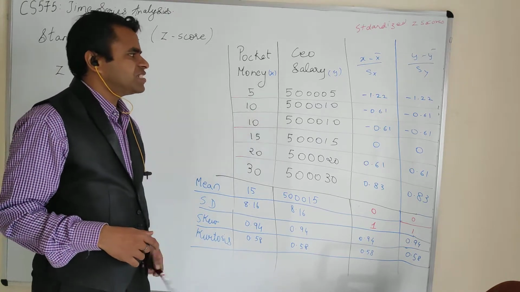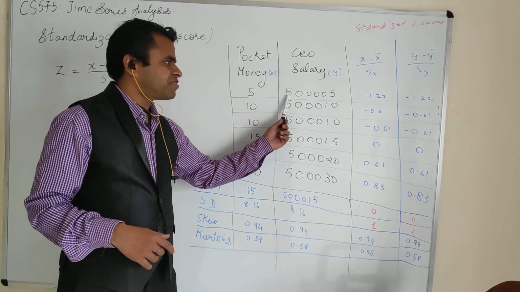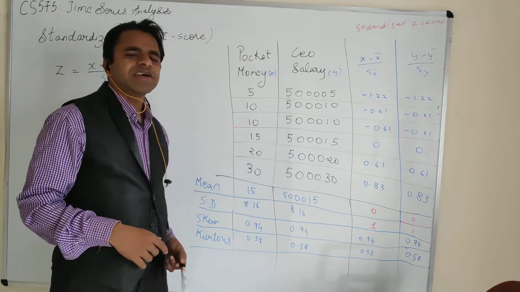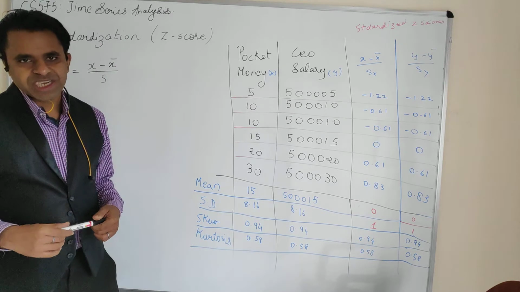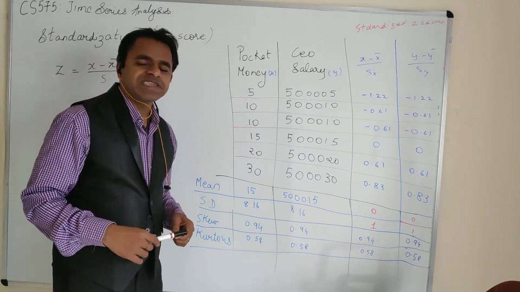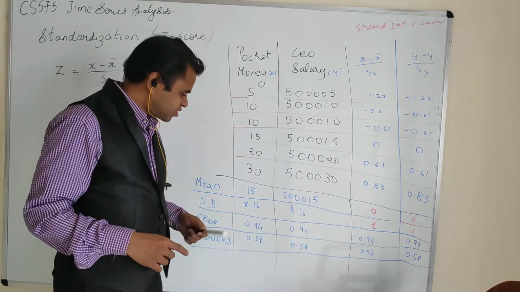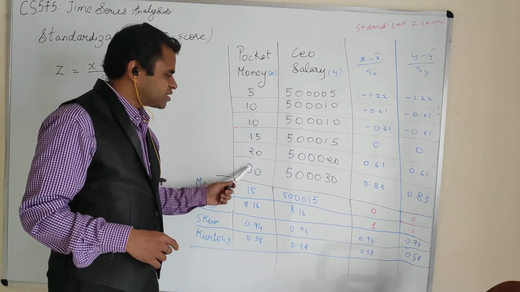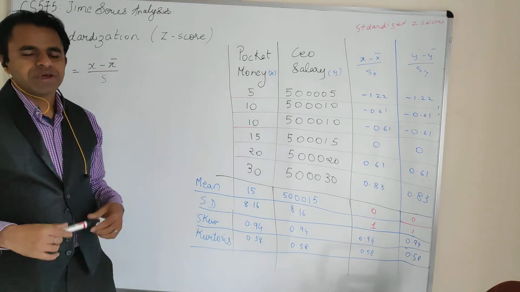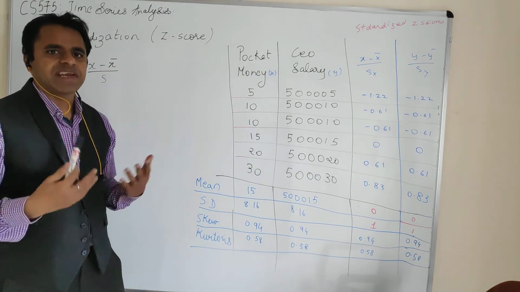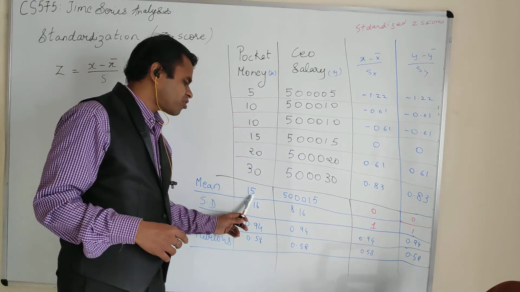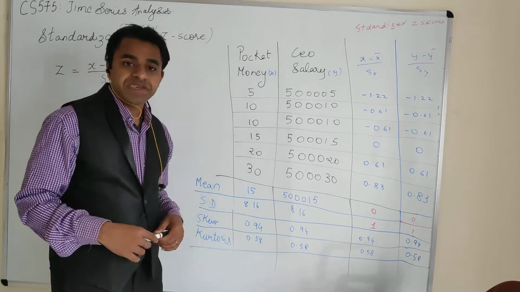But in the case of CEO salaries, the difference between the first value, 5 lakh 5, and 5 lakh 30, did not have much of a variation, right? But still, the standard deviation was the same, 8.16. So technically, this was more dispersed as compared to this. Of course, we had a coefficient of variation, but now let us see another thing which can help us standardize our data. If you see, the mean varies a lot, 15 and 5 lakh 15.